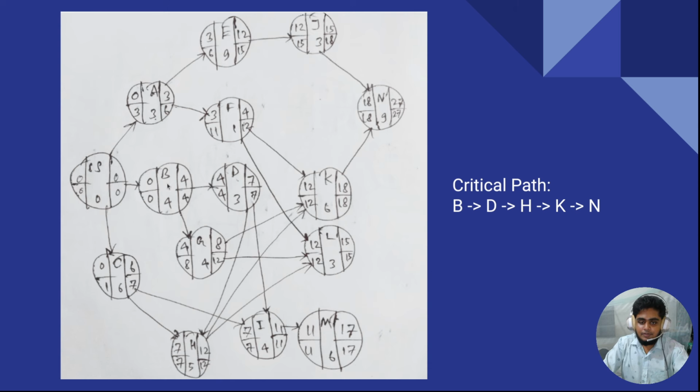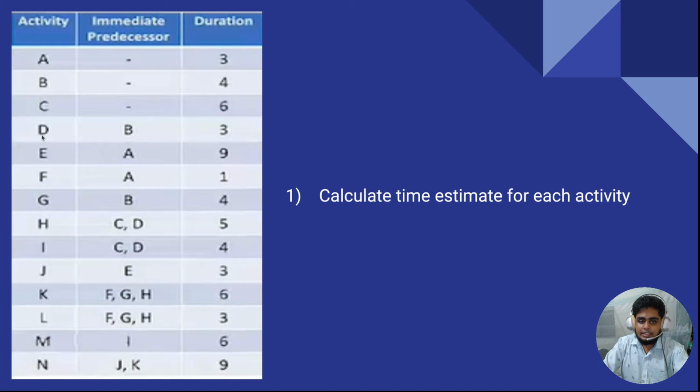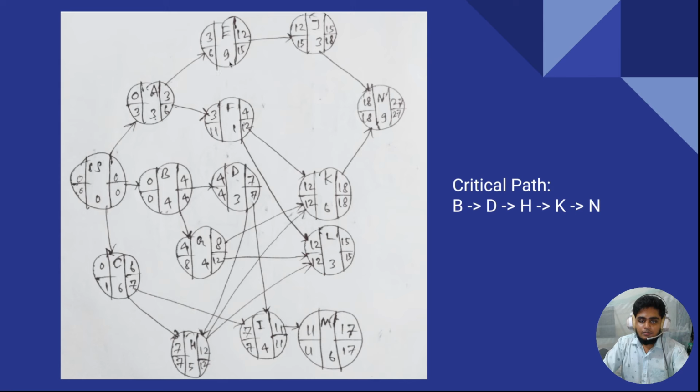Okay. After that, activity D. For activity D, you have to complete activity B. So this is the earliest finish time of B, and just copy it here as the earliest starting time for activity D, and add those values. 4 plus 3 is equal to 7. This is the earliest finish time of activity D.